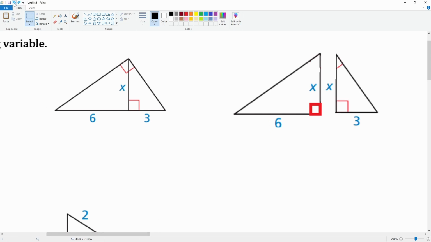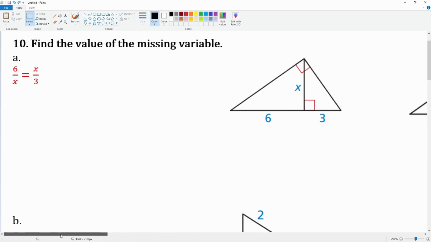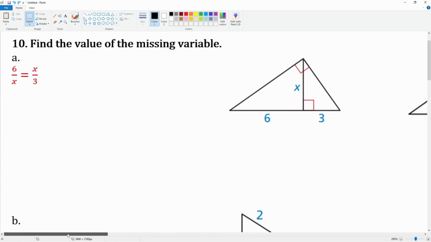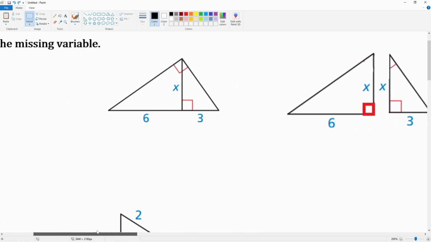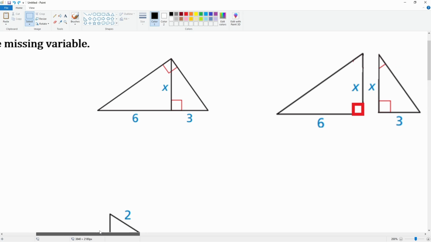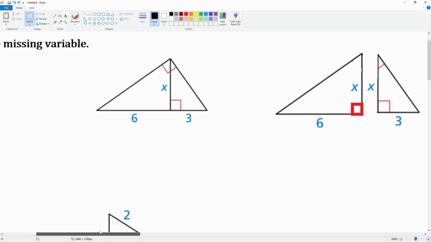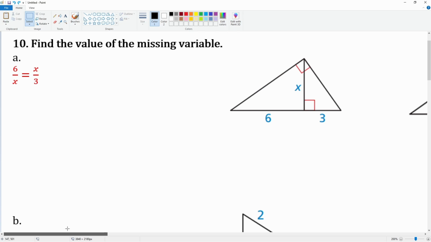Okay, so the ratio I'm going to set up is 6 over x is equal to x over 3. So long leg over short leg is equal to the long leg x over the short leg. Cross multiply. This is just the formula for the geometric mean as well. X times x equals 6 times 3, which is 18.